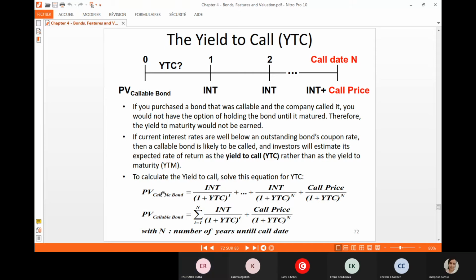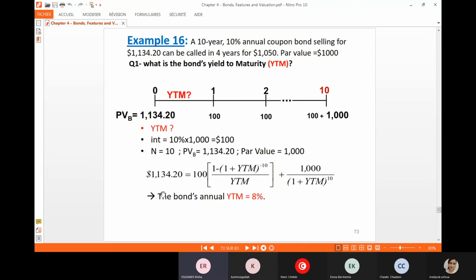For example, a 10-year, 10% annual coupon bond selling for 1,134.2 can be called in 4 years for 1,050. The par value is 1,000. What is the bond yield to maturity? If you hold the bond until the maturity, if the bond is not called 4 years from its issuance, what will be your annual rate of return if you buy this bond at $1,134.2 today? Your yield to maturity is simply the particular discount rate that makes what you will receive in the future equal to what you paid initially.